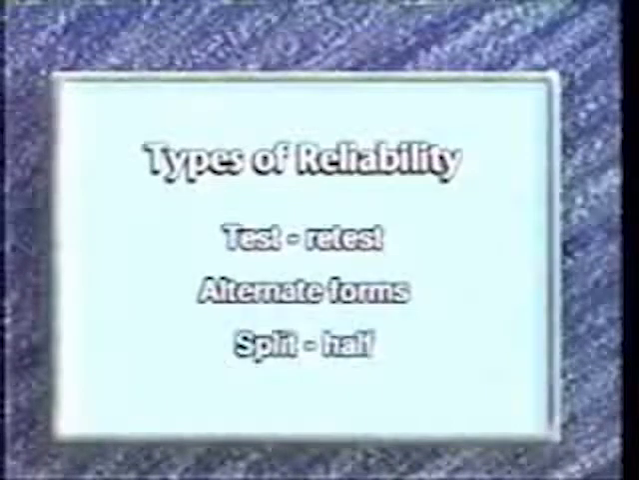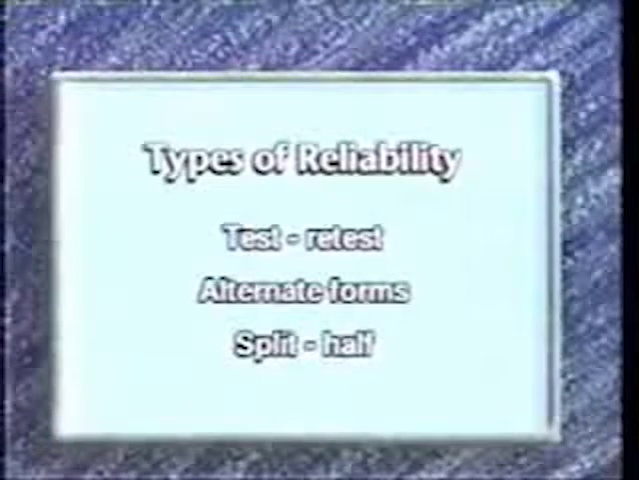One type of reliability. Each type is used for specific situations. The three main types of reliability are test-retest, also known as the coefficient of stability; alternate forms, which is also known as the coefficient of equivalence; and split-half reliability, which is a measure of internal consistency.